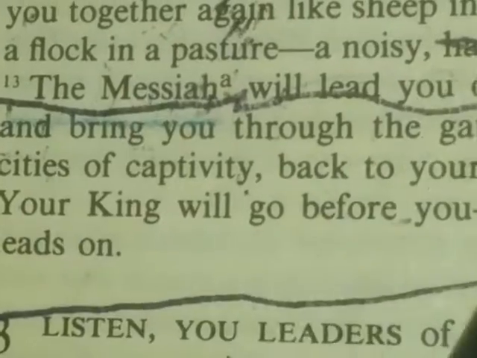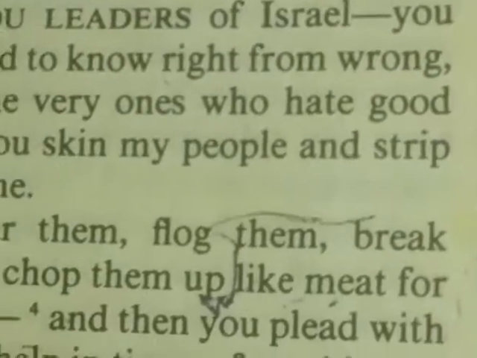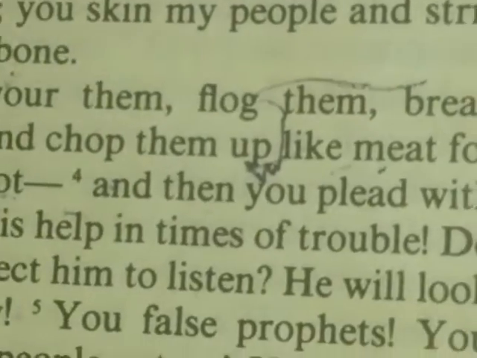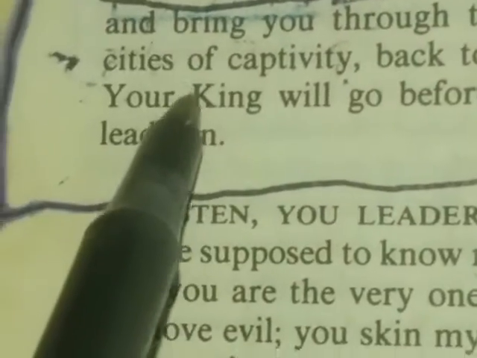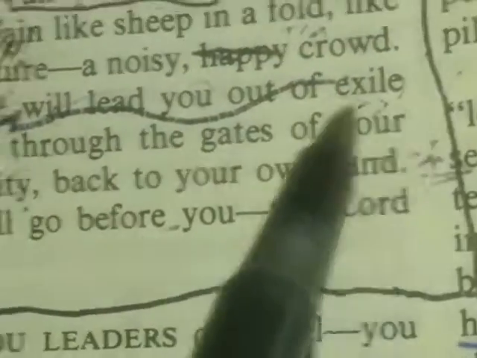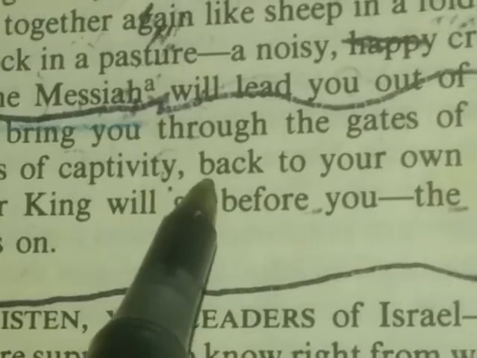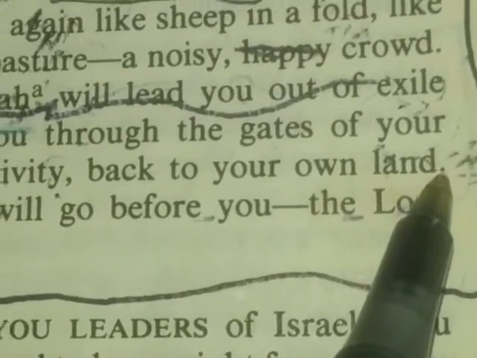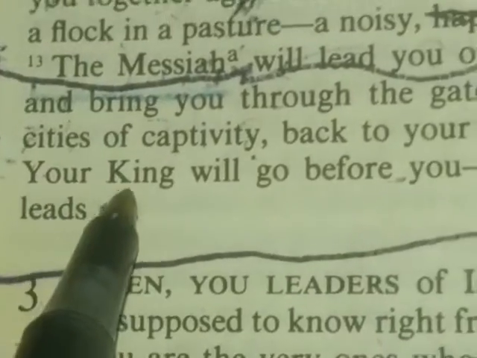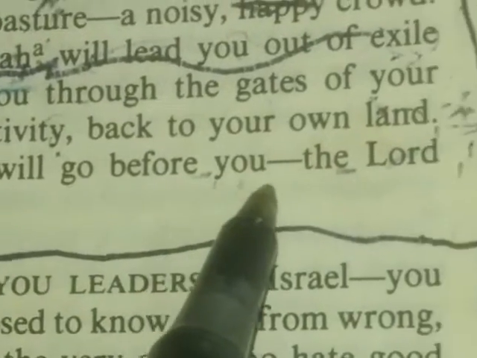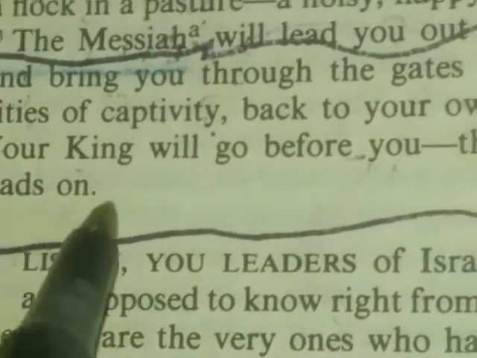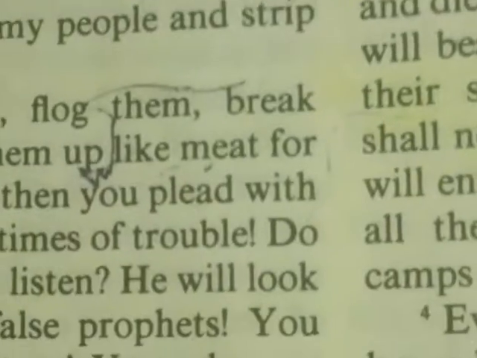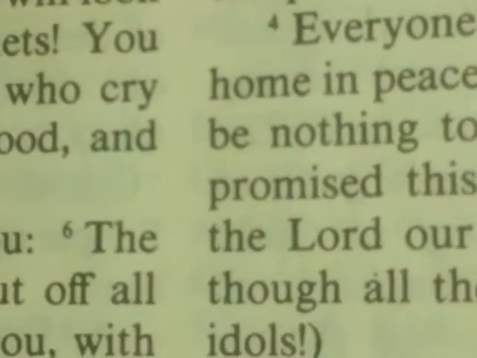Who's going to lead you out of captivity? What I just showed you in Hosea, you can return to the Messiah. And he's going to lead you through the gates of your cities of captivity, back to your own land. It's all in the book. It's there, brothers and sisters. Your king will go before you. Yah leads on, or the king leads on. So keep that in mind.